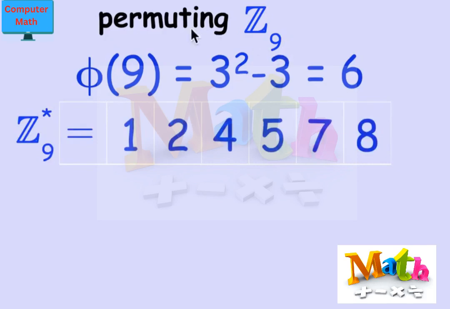So you can check the calculation, but Zn star is exactly the elements 1, 2, 4, 5, 7, 8. We know we got them all because there's only supposed to be 6 of them, and we can check that those are all relatively prime to 9. None of them has 3 as a divisor.